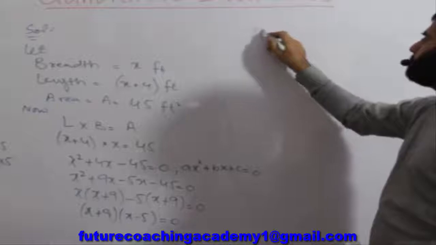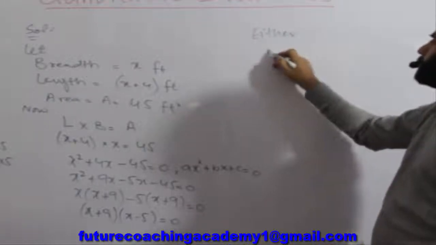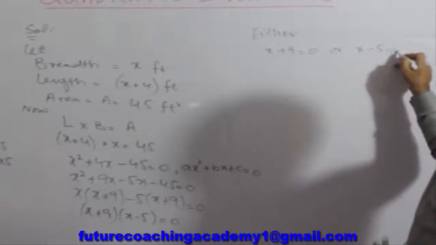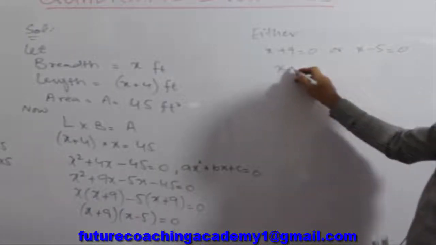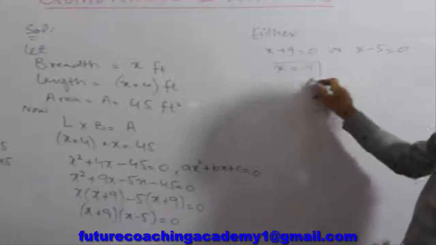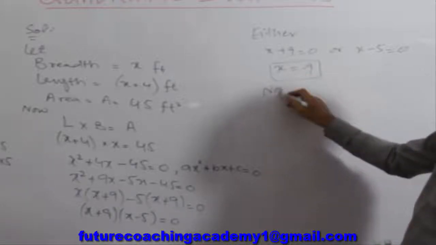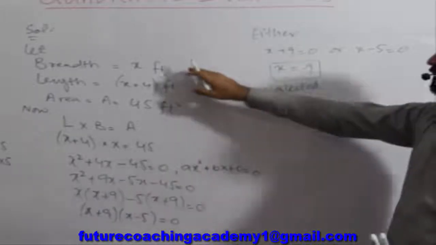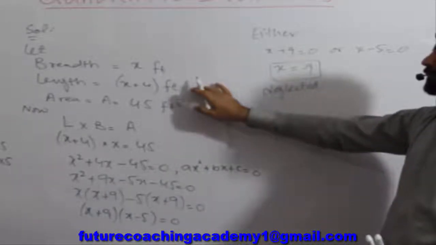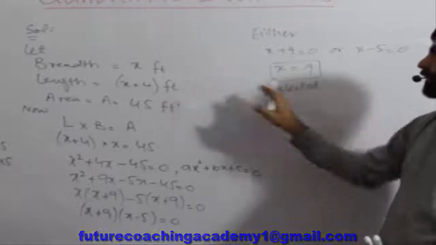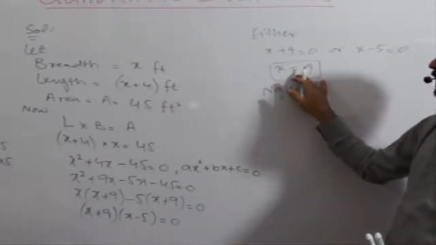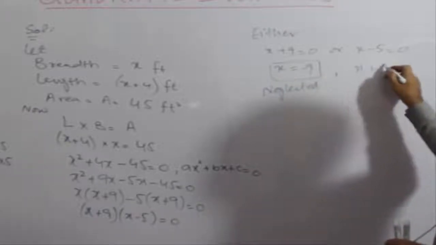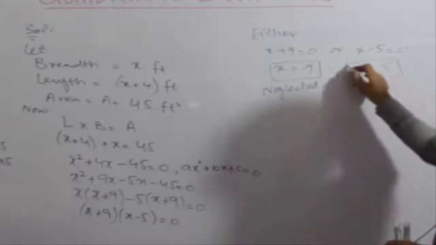So either x plus 9 equal to 0 or x minus 5 equal to 0. Here we get x equal to minus 9, and this value will be neglected. The reason is that we are dealing with length and breadth, which are dimensions, and they must be positive values. Here we are getting a negative value, so we have to neglect it, and we go for the next value, that is 5, and we opt for this value.